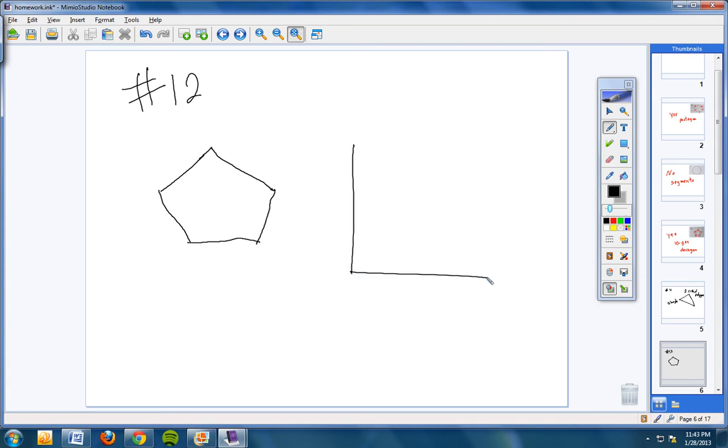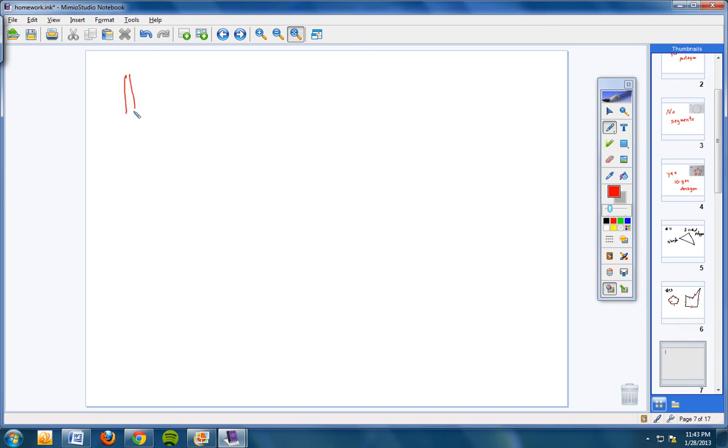1, 2, 3, 4, 5. That's a pentagon. Okay, just one looks weird, but 1, 2, 3, 4, 5 sides. Okay, both of those are pentagons. All right, moving on to number 13. Number 13 says a hexagon with 3 diagonals drawn from a single vertex.